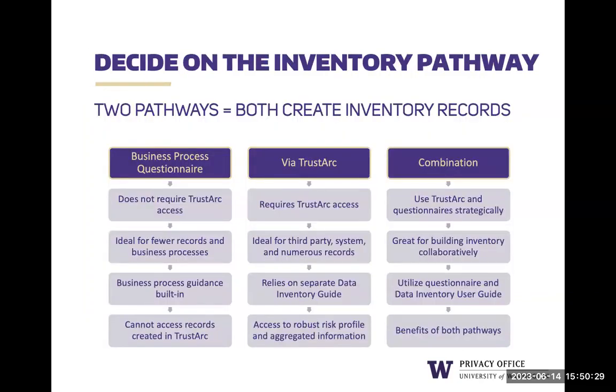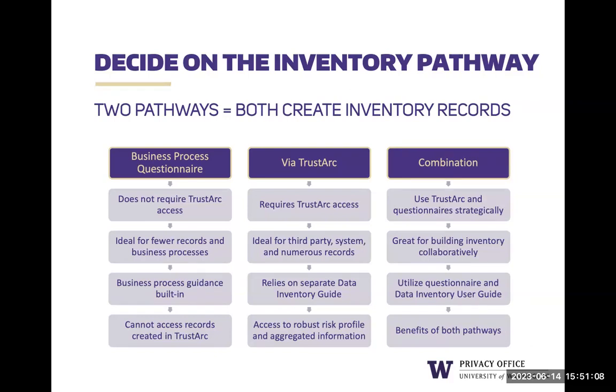Once you know who will be involved, decide on the inventory pathway that makes sense for your team. We have two main pathways to create data inventory records. The business process questionnaire route relies on a form that is sent to assignees via an email initiated by the Privacy Office. It's a great way to get quickly started, especially inventorying a business process. You do not need to access the TrustArc system to complete the form. There is a one-to-one relationship between business process questionnaires and business process records.